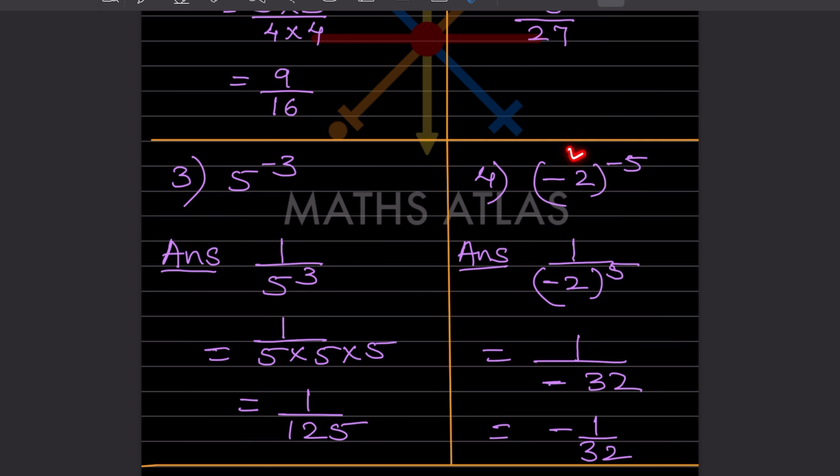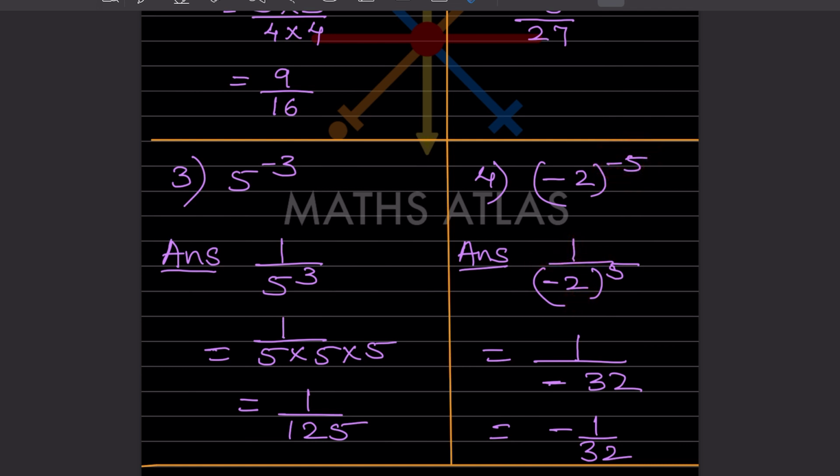Now look here. There is a negative sign over here as well as in the exponent. But wherever there is a negative sign in the base, you don't have to worry about it; you will write it as it is. Only the negative exponent you have to make positive. Now see here, we made it positive. How?